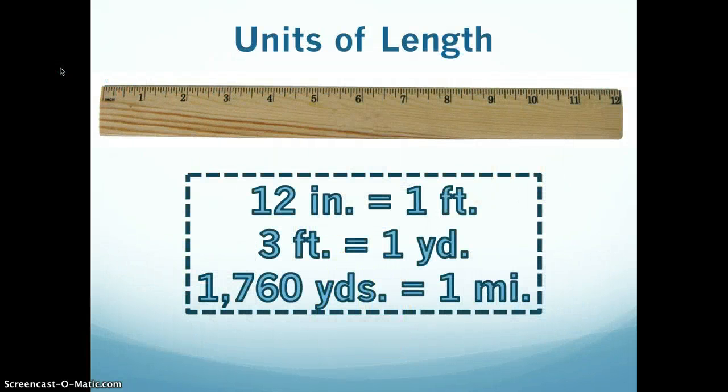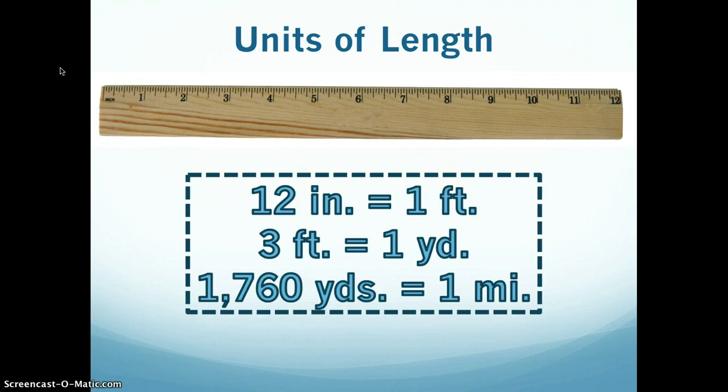The units of length conversions are very different than the metric system. In this case, we're not going to be able to multiply by 10 or divide by 100. In fact, most of these don't end with 0. Instead, our conversions from inches to feet are 12 inches is the same as 1 foot. 3 feet is the same as 1 yard. And it's 1,760 yards to equal 1 mile.